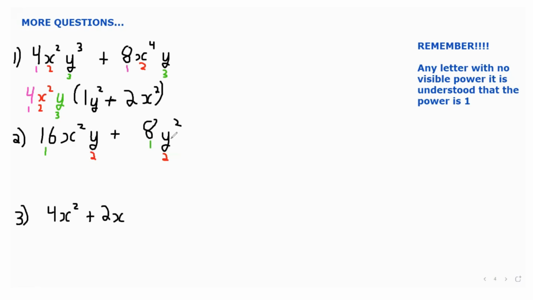Okay, so nice. So let's go. So in this case, we only have 2 things to factorize. So we have 16 and 8 for the number part, the 1 and the 1. So the largest number that goes into 16 and 8 will be 8.